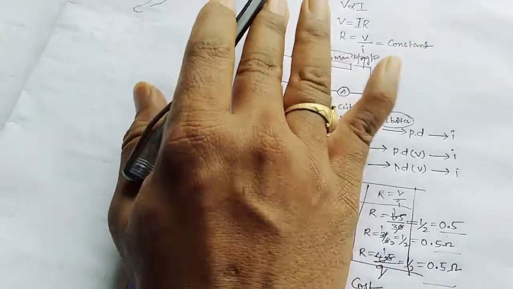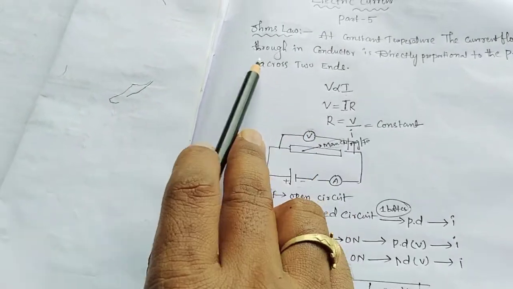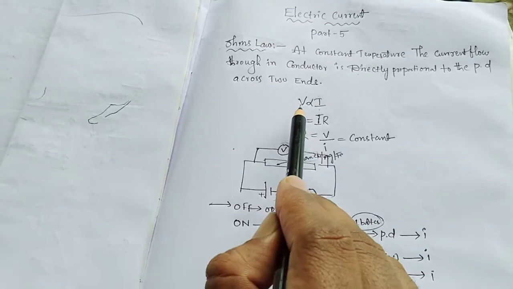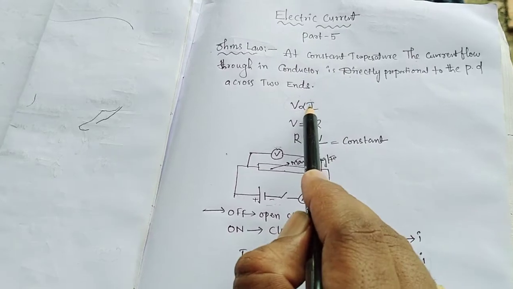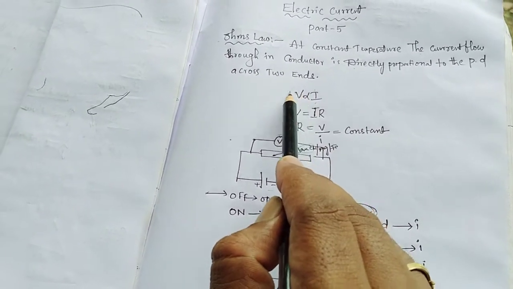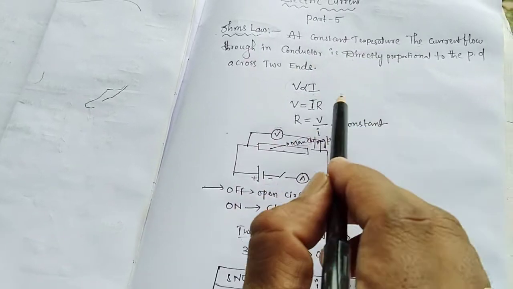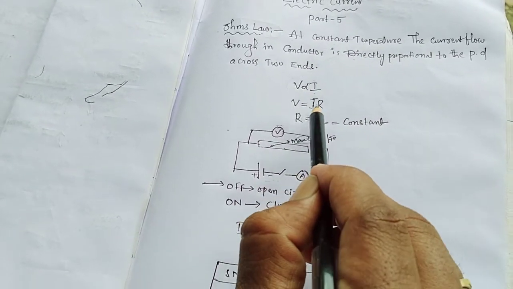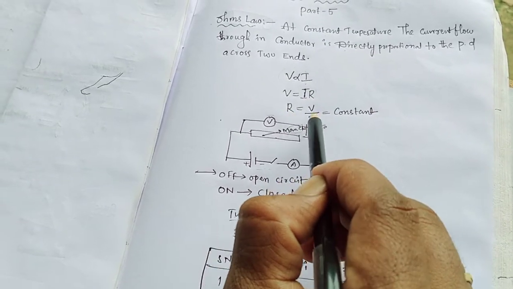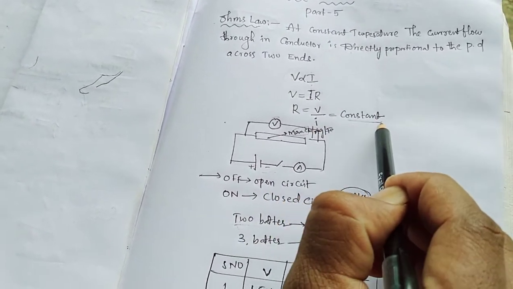First the definition: at constant temperature, the current flowing through the conductor is directly proportional to the potential difference across its two ends. Temperature remains constant here. We remove the proportionality and write one constant, R. So R is equal to V by I is equal to constant.